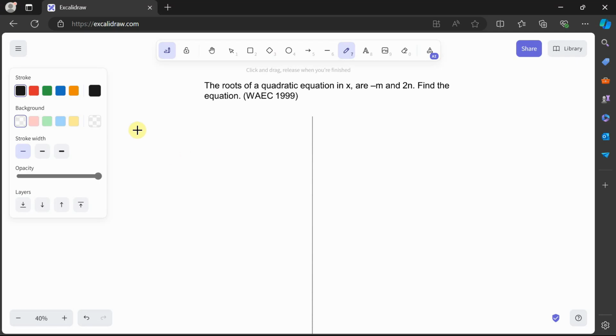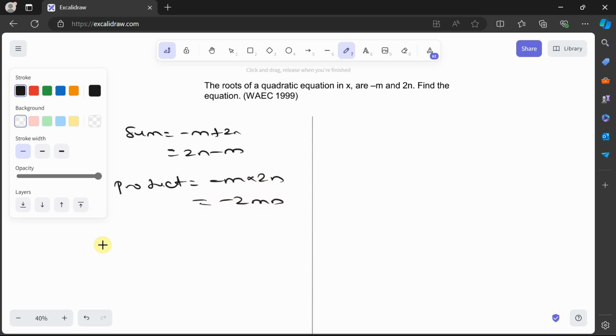So for this one, we know that the sum is going to be minus m plus 2n, or we can say 2n minus m if we want the positive to come first. And then the product is going to be what? Minus m times 2n, which is simply saying minus 2mn. We now have the equation to be x squared minus the sum x plus the product is equal to 0.